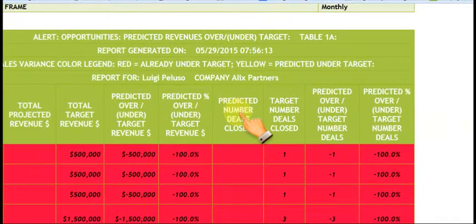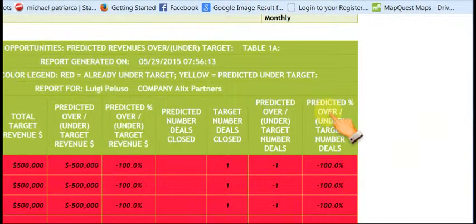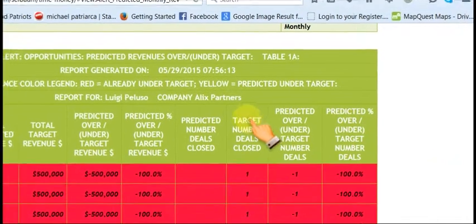And then we switch over to opportunities. And we see the total number of opportunities predicted to close. Again, the target number of opportunities required to close in order to hit the target revenues, the predicted number minus the target number of opportunities, and the predicted number minus the target number as a percentage of the target number.